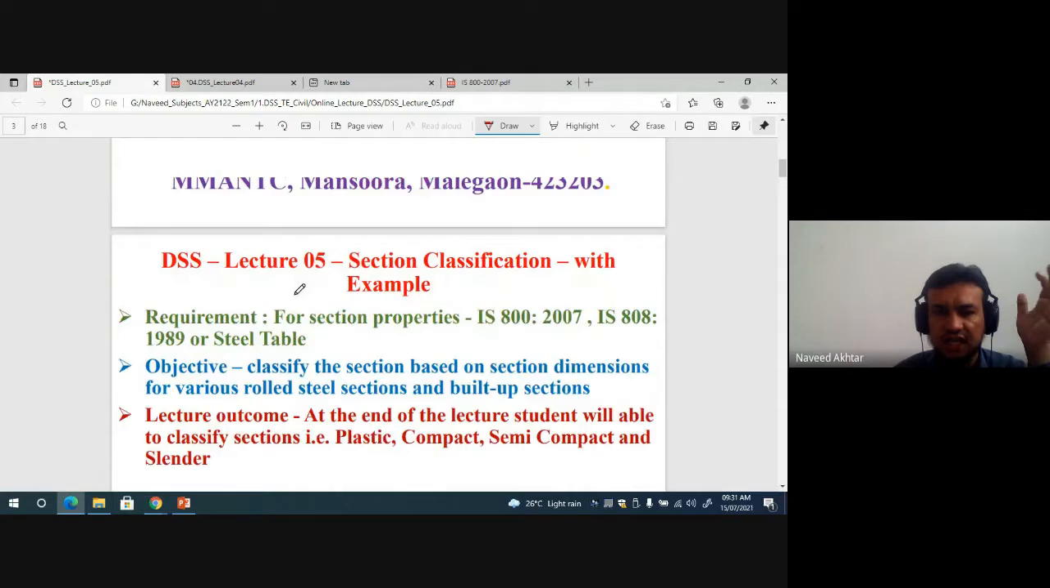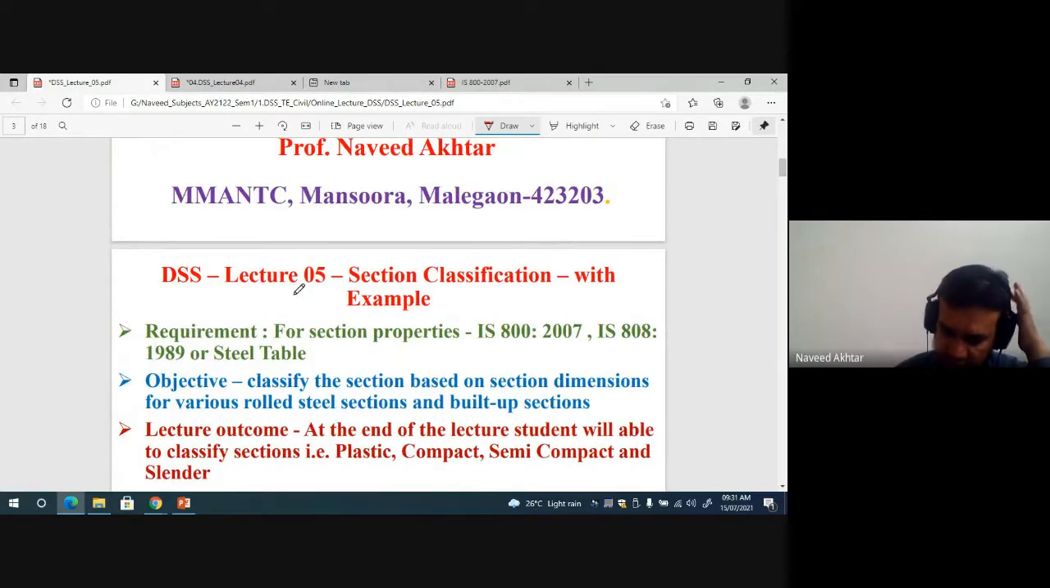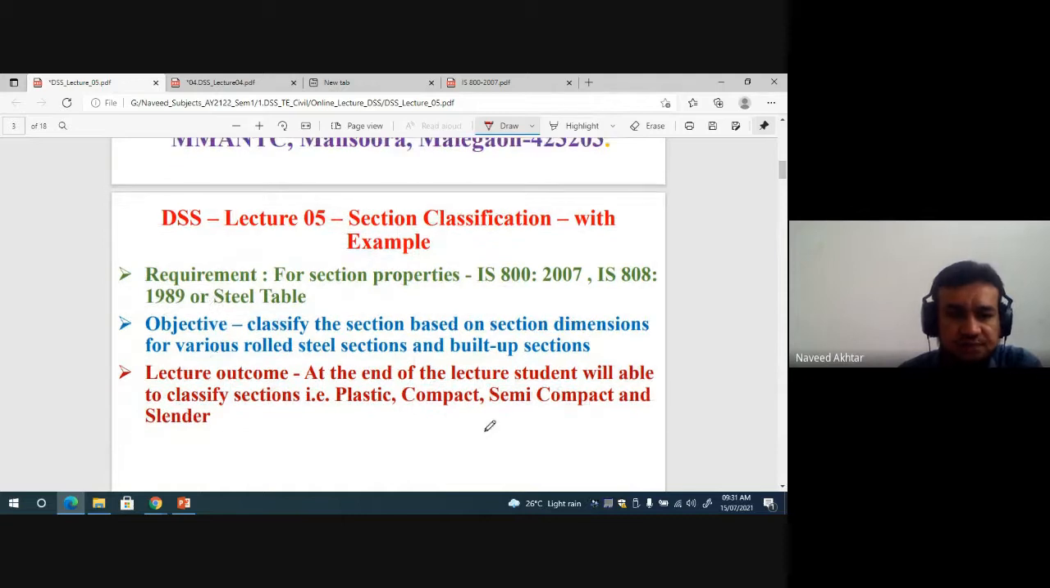What is section classification, and why do we need section classification? The requirement for the section properties, as per IS 800 2007 or IS 808 1989 or the steel table, the sectional properties are given.